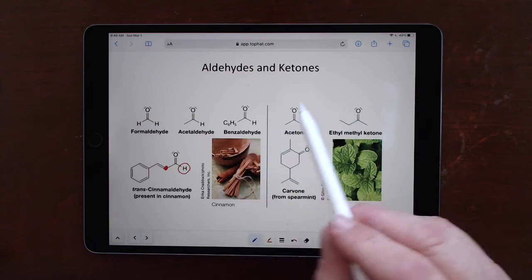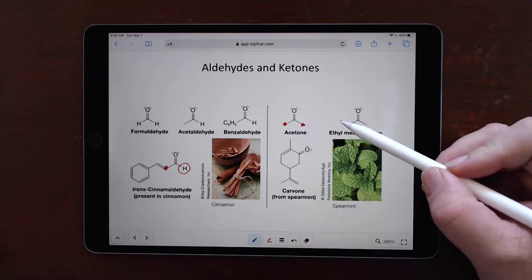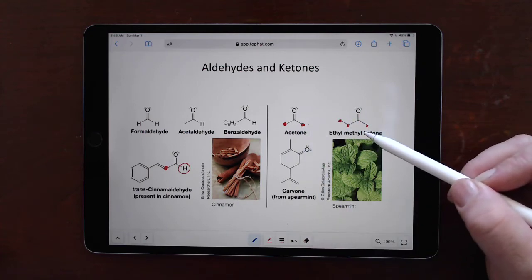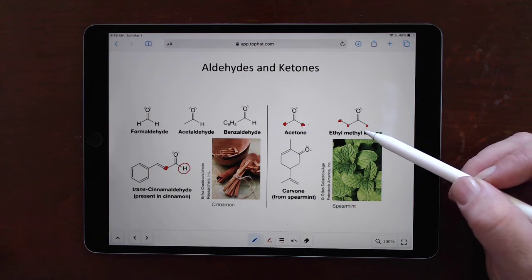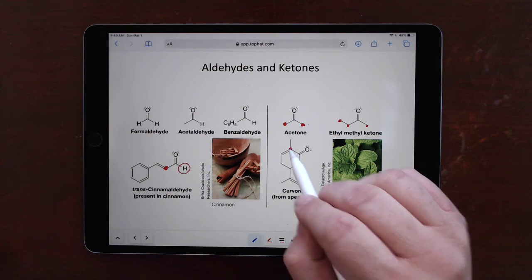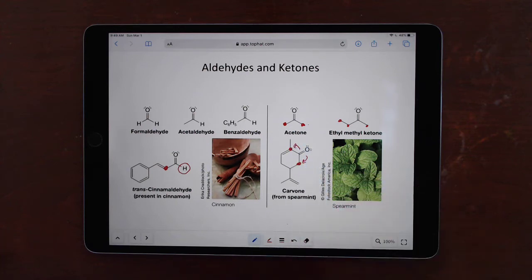Ketones, right, they have carbons on either side. So the simplest one is acetone, right? Because it's got carbons on either side. But methyl ethyl ketone, so again, just carbon groups on either side of that C double bond O, makes it a ketone. Carvone, right? So again, it's got carbons on either side of the C double bond O. So that makes it a ketone.